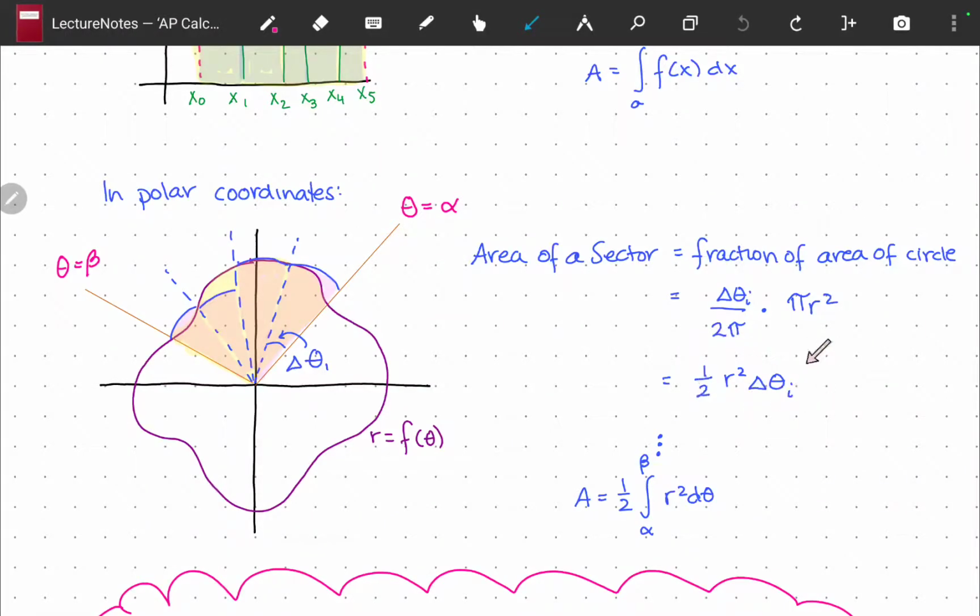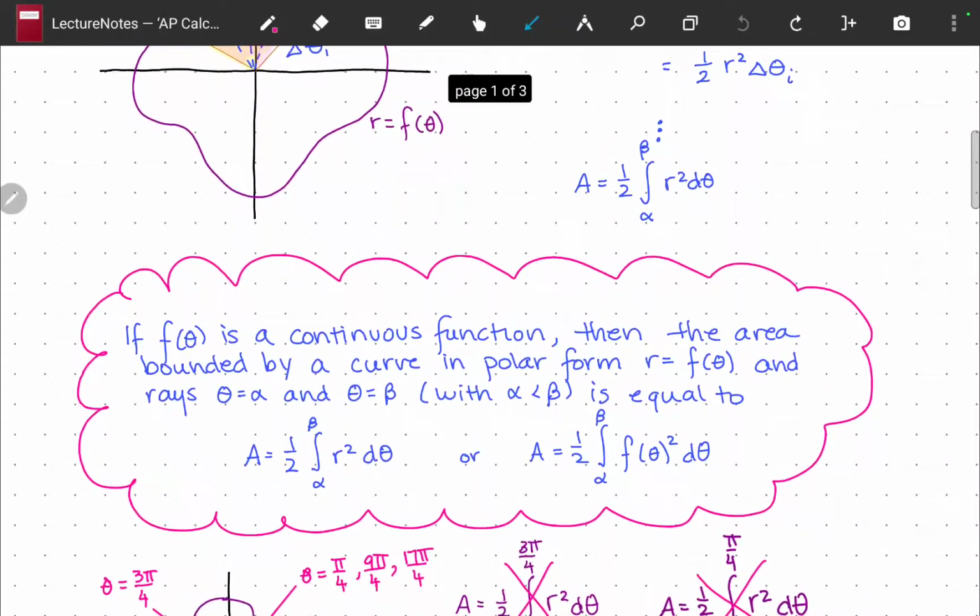And then again, that's just one sector. So to find the area of all of the sectors, we turn it into a definite integral. So we have 1/2 r squared d theta. So this can be our formula, and that gave us this. Here we are now in a much more formal form.